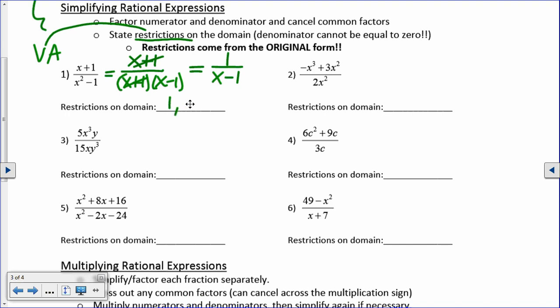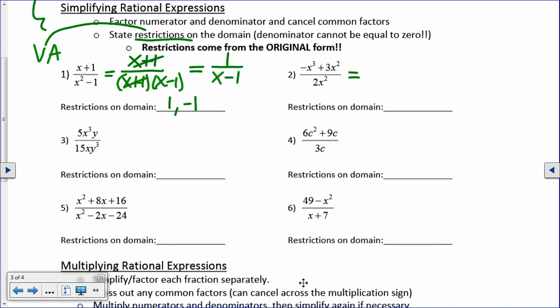So 1 and negative 1, those two are not allowed. Those are restrictions. Those two numbers would not be allowed in the domain. If we were writing the domain like you guys just did on the quiz in that previous lesson, we'd have to jump over negative 1 and 1. That's what they're essentially asking for when they ask for restrictions. Okay? Alright, what about this one?